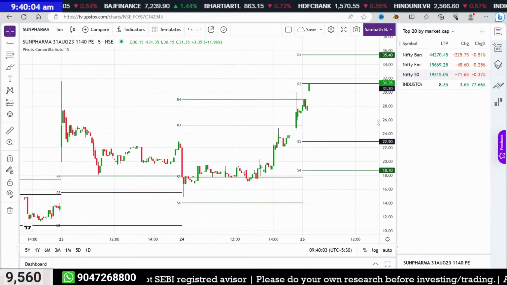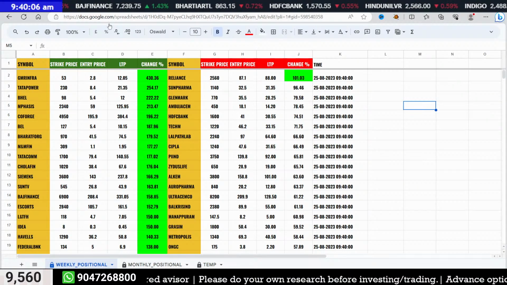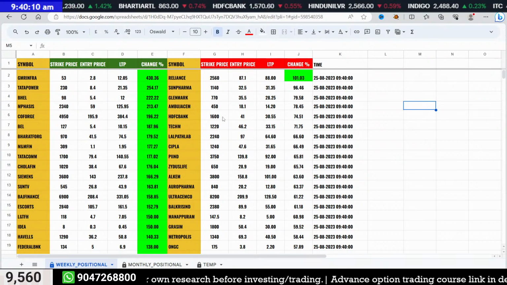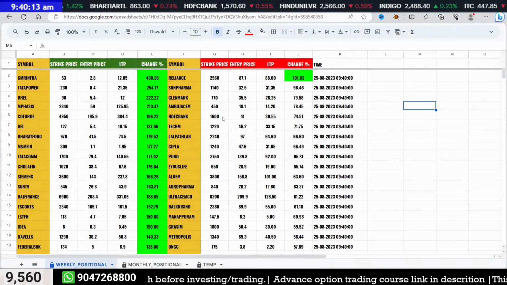At 1.35, so better wait for it. It's because of low liquidity in Sun Pharma. Bajaj Cement 14.2 at the same price.